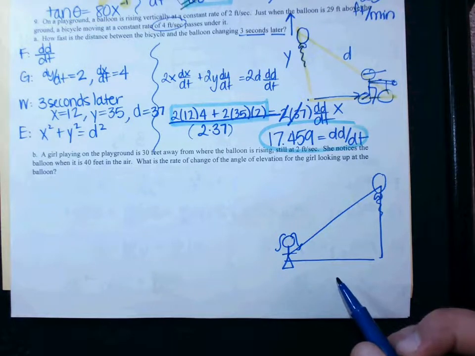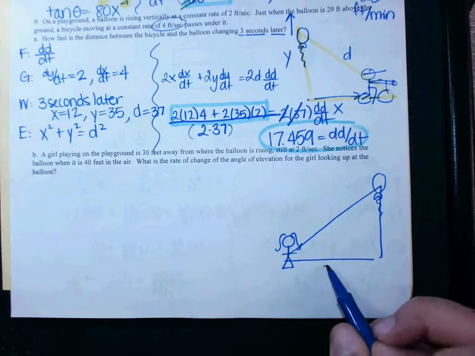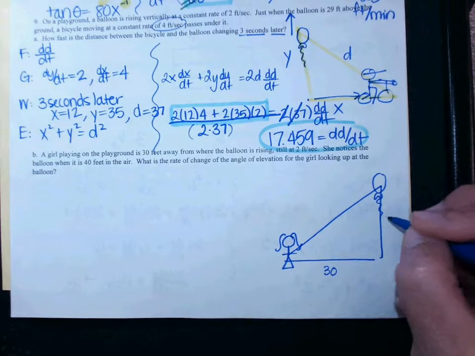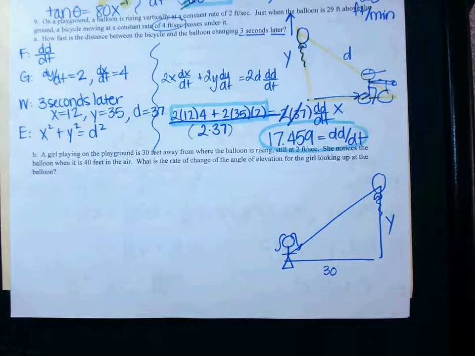You have to read it. A girl is playing on a playground 30 feet away. Okay, and look, it says the girl is standing, right? So we don't have to worry about her moving, so that 30 is fixed. Okay, then it says the balloon is 40 feet in the air. Okay, is it always 40 feet in the air? No, that's going to be my "when."